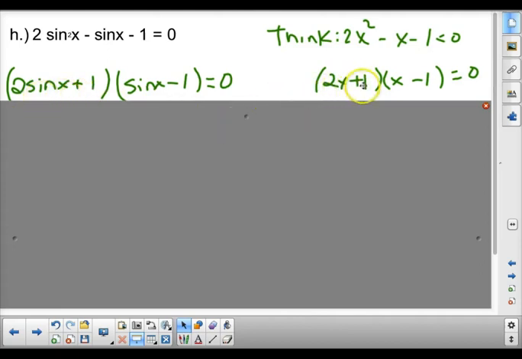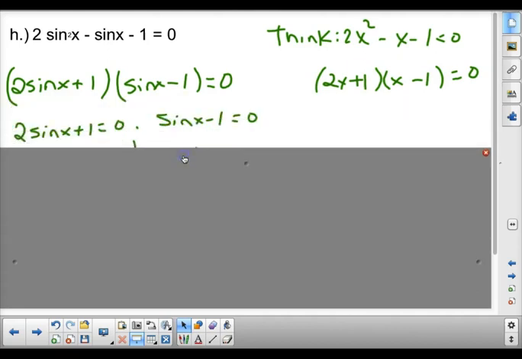So I will take my 2x plus 1 and I will turn that into 2 sine x plus 1. I'll take my x minus 1, I'll turn that into sine x minus 1, and now I'll go back to working my trig problem. So I will set each one of those factors equal to 0.